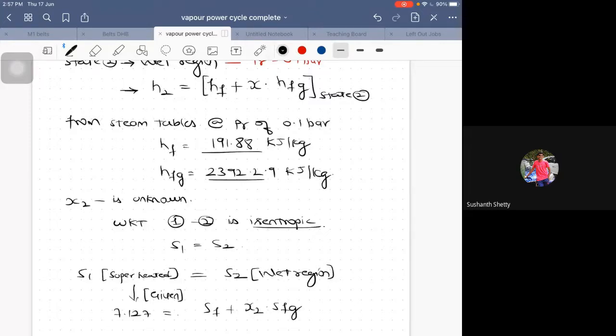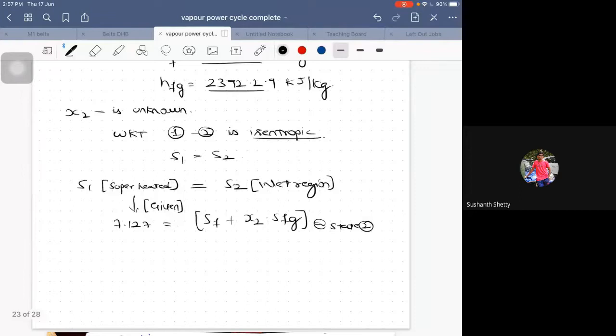From where do I get the values of all this? It would be at state 2, guys. Now, how do I get the values of Sf and Sfg at state 2? Any idea, any hint? How do I get it? Steam table, sir, from the steam table. So, state 2 is at a pressure of how much? 0.1 bar.